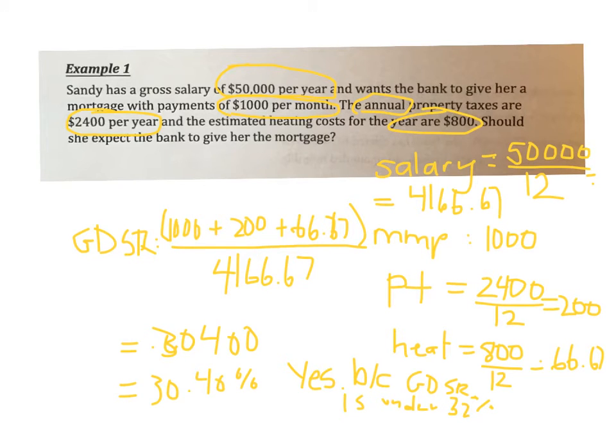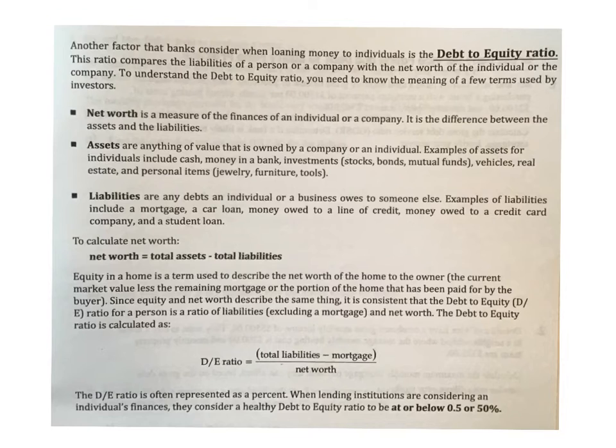Okay, so if it's over, then you would say no, because the gross debt service ratio is over 32%. Okay, the second type of calculation has to do with the debt to equity ratio. The debt to equity ratio is 50% instead of 32%.